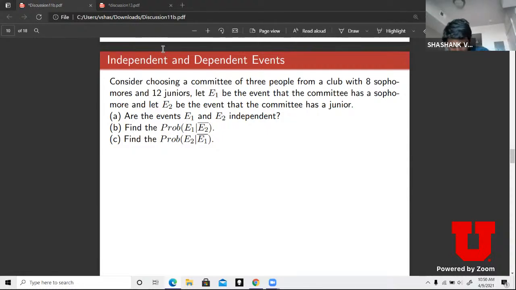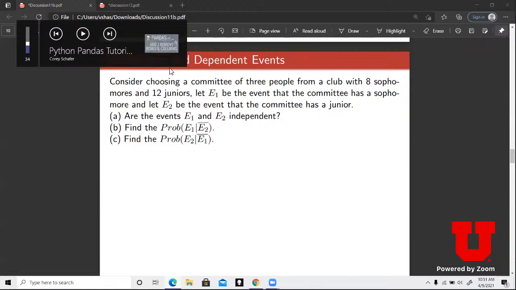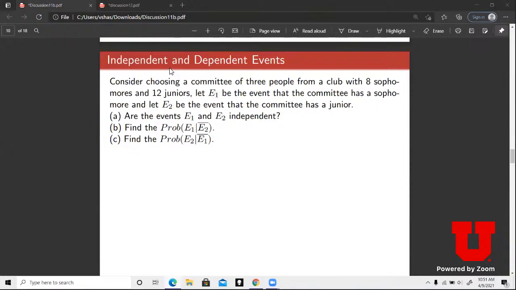Okay, does anyone have any idea how to proceed? I guess the first one is pretty straightforward. Any ideas for the first, second, or third? I would say that events 1 and 2 are not independent, because, yes.